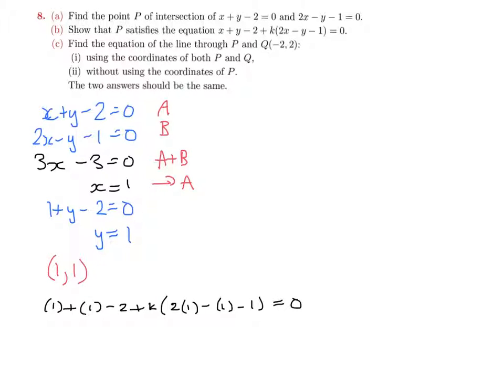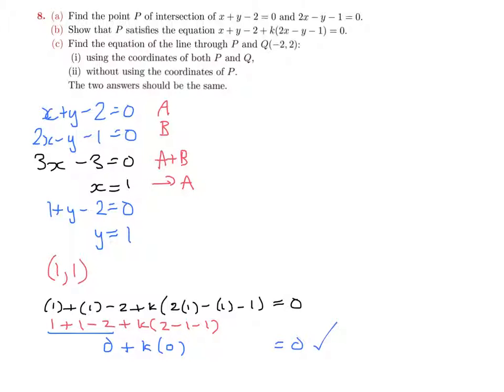Now over on the left hand side we get 1 + 1 - 2 + k(2 - 1 - 1). And let's see, all of this tends to 0, and all of this in the brackets is just 0, and that equals 0. Good, so left hand side equals the right hand side, satisfies the equation. That's easy. Now, find the equation of the line through P and Q using the coordinates of both P and Q.